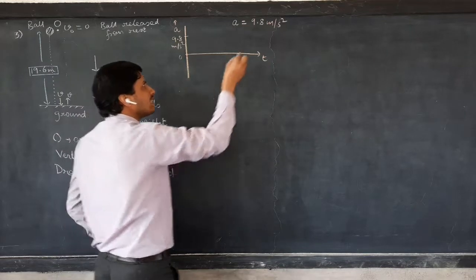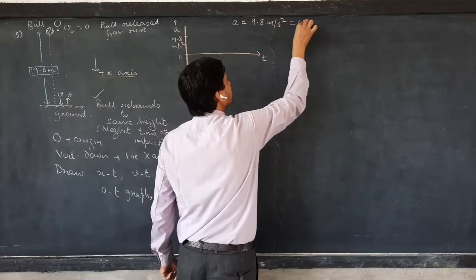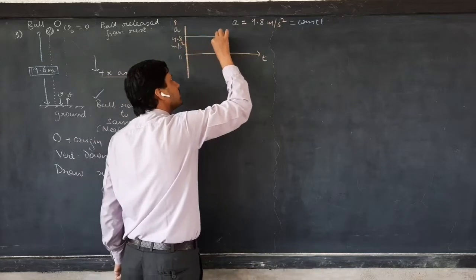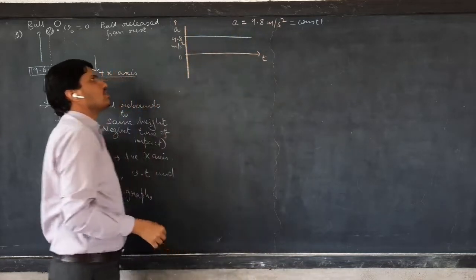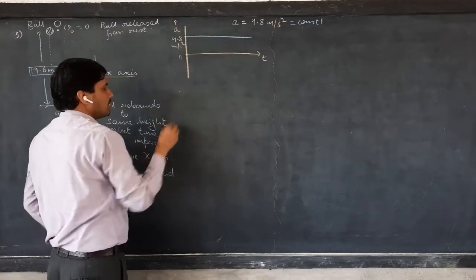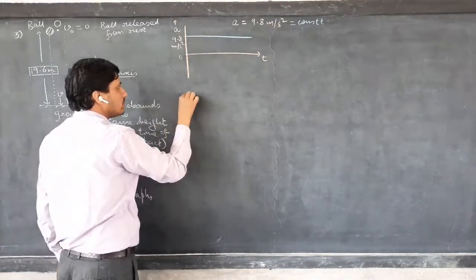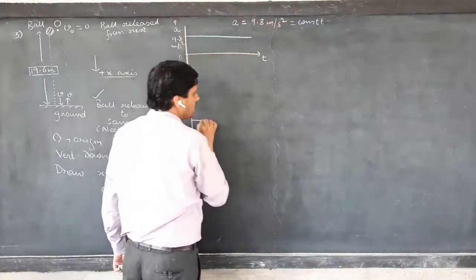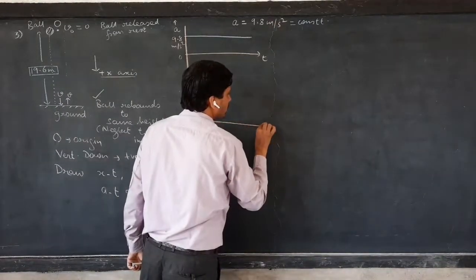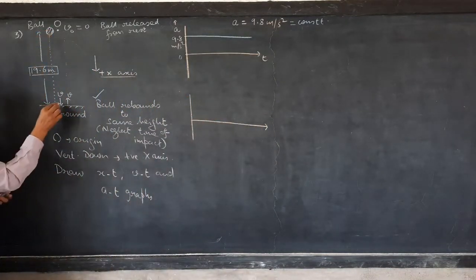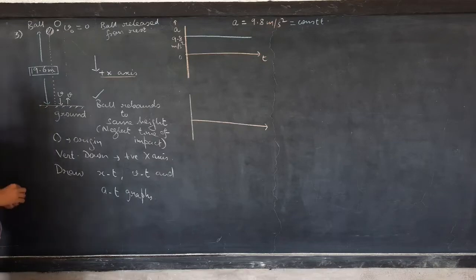So because acceleration is constant, therefore the graph will be a straight line parallel to time axis. So this is our acceleration time graph. Next one will plot velocity time graph. To make the graph more informative, we should calculate after what time does the ball hit the ground.